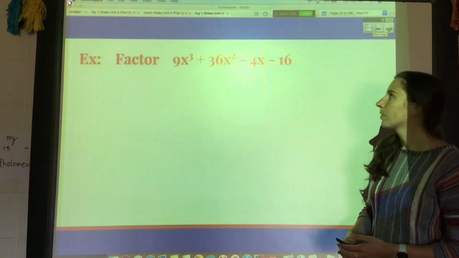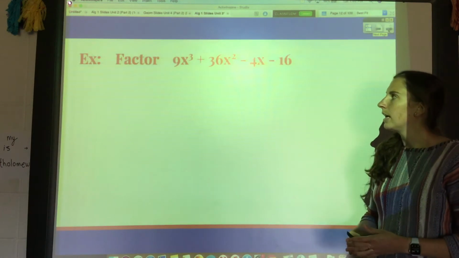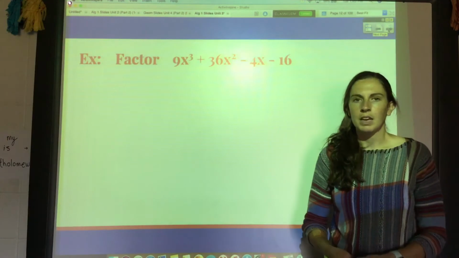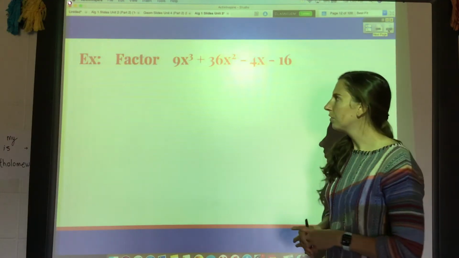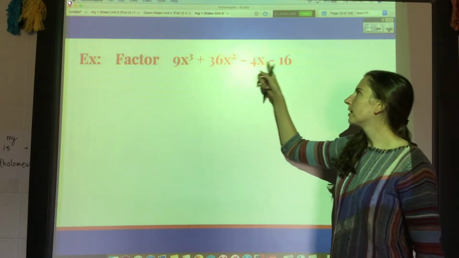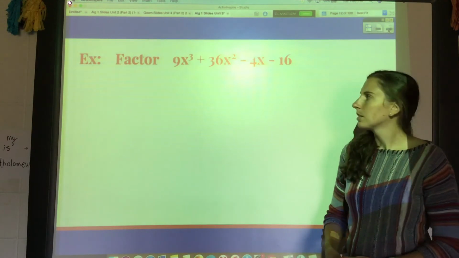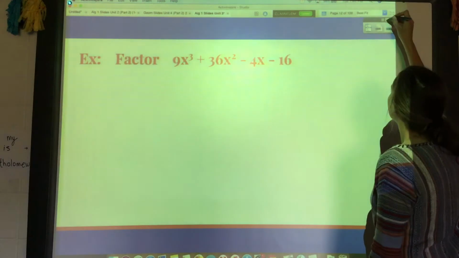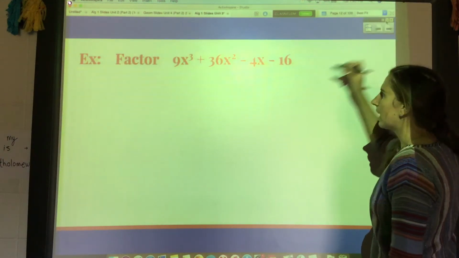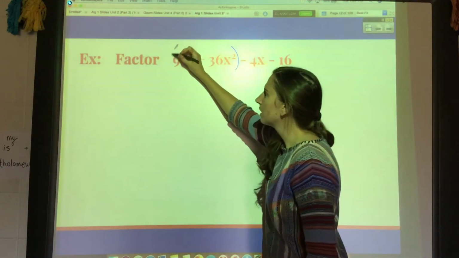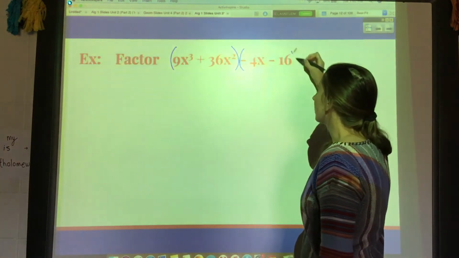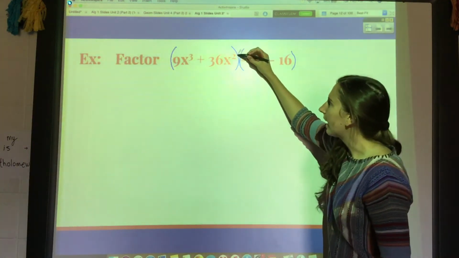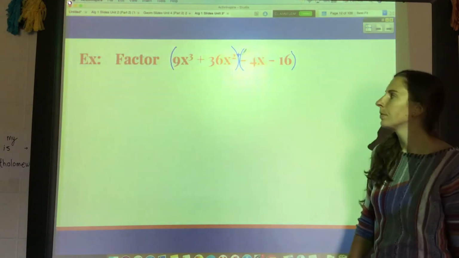So, notice that this is an expression with 1, 2, 3, 4 terms. I'm going to go ahead and check, is there a GCF? Could I divide each of these by the same thing? And I can't. So, now I'm going to do the grouping method. The grouping method says group the first 2 terms together and the last 2 terms together. Include that negative with the 4. This is technically like adding -4.